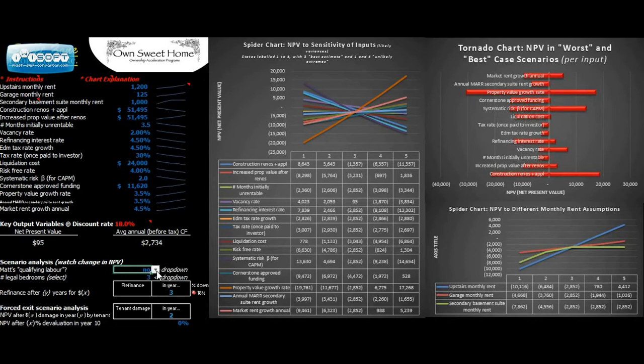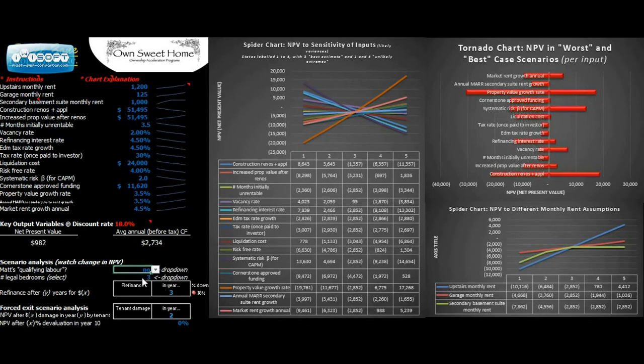So qualifying labor, basically with Cornerstone, they want me to hire people who aren't myself, and they're only going to fund 50% of the work I do if it's not me. But let's say that my labor does actually qualify. I want to see what it does to NPV. Okay, so it goes up to almost $1,000, so pretty significant.